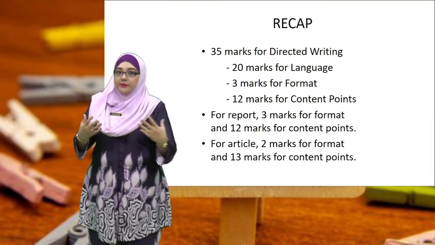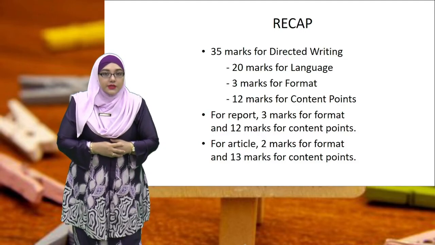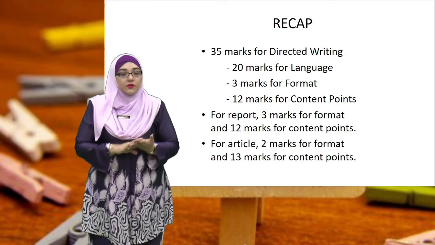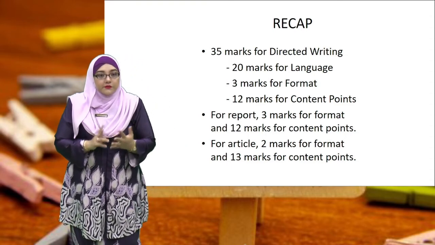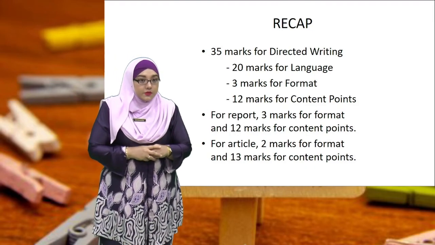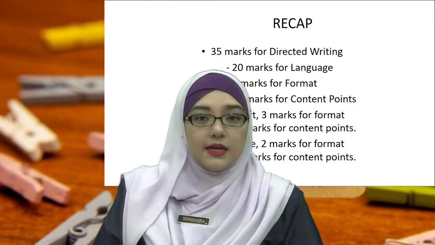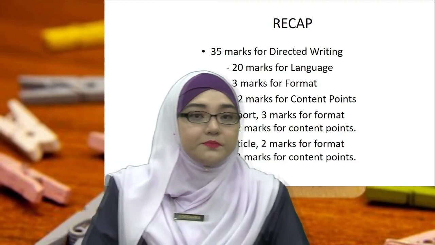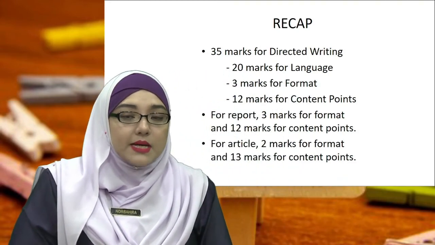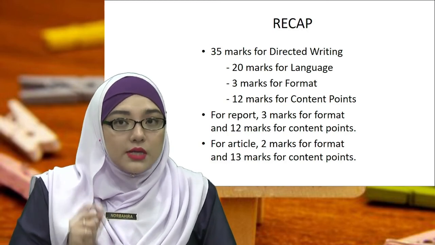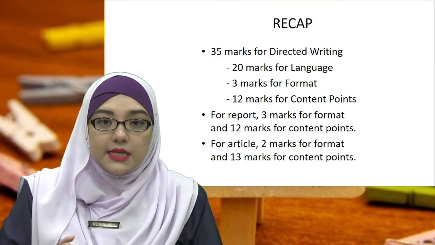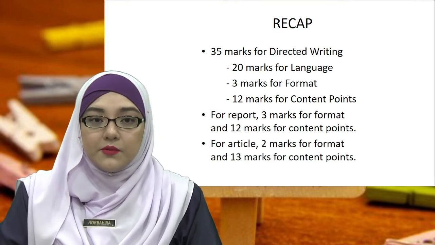Okay, so let's recap. 35 marks for directed writing. Report and article are the formats that will be asked for directed writing. The 35 marks will be divided into 3 aspects: 20 marks for language, 3 marks for format, and 12 marks for content points. However, for report, 3 marks for format and 12 marks for content points. And only for article, there are only 2 marks for format and 13 marks for content points.